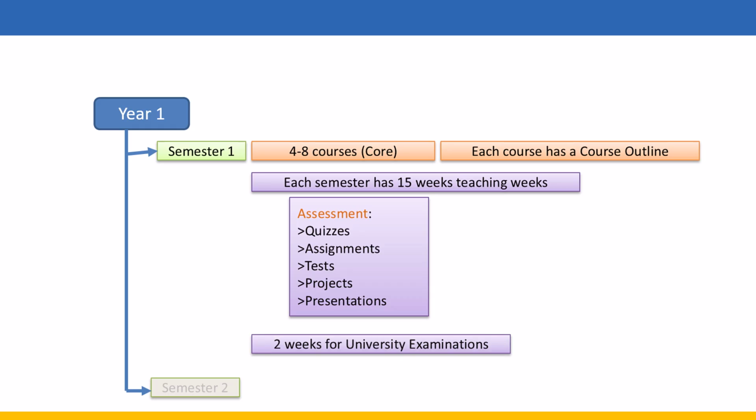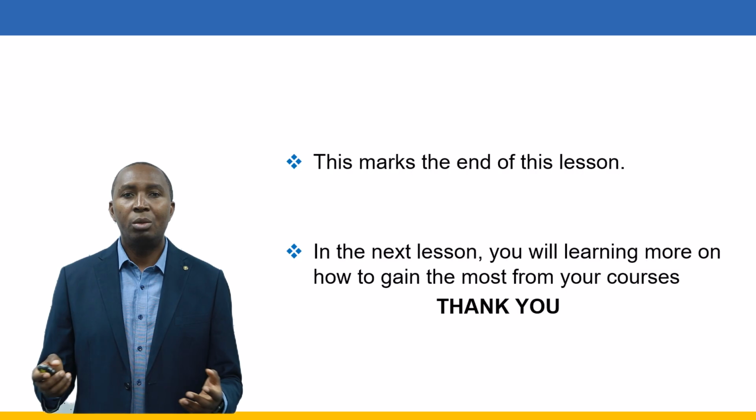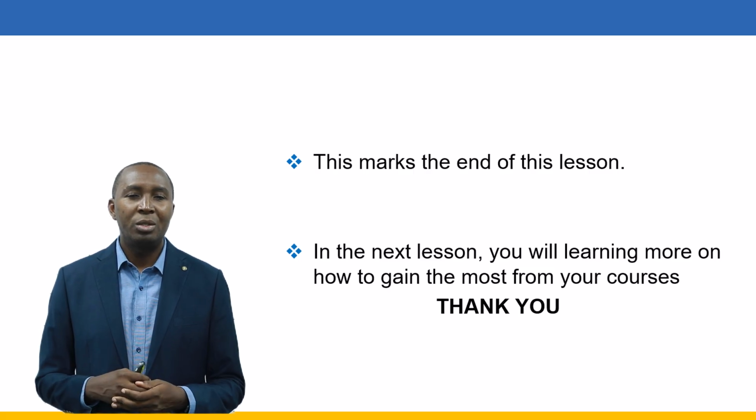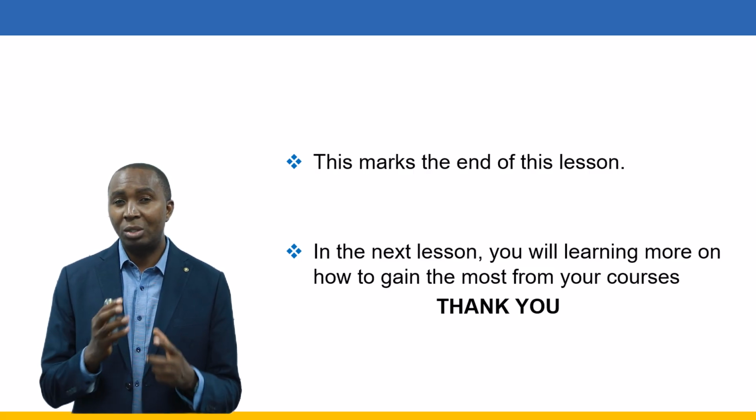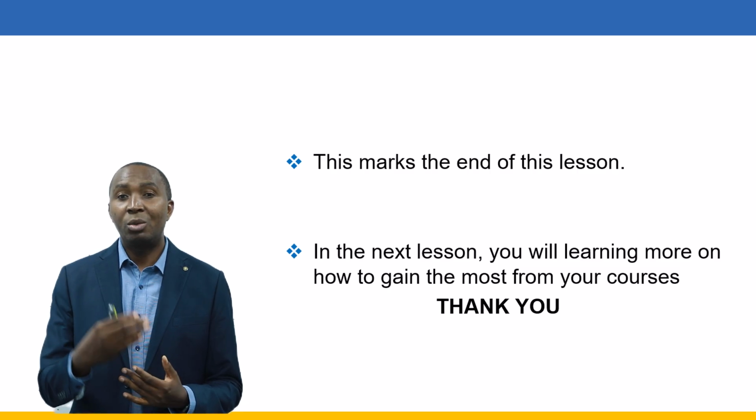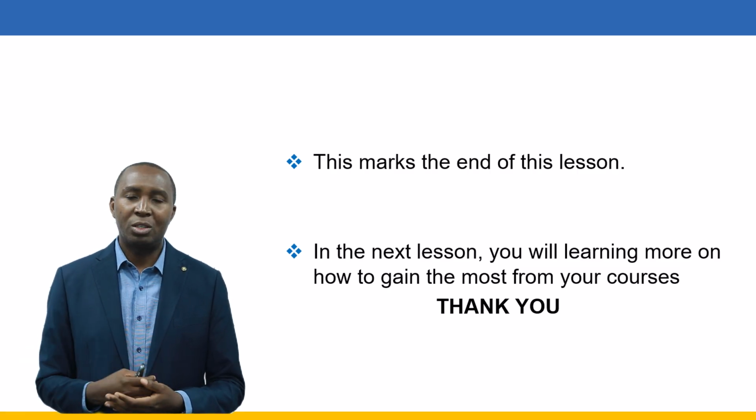At the end of all these activities, you sit for your university examination, which will take 2 weeks to complete for all the courses you have taken. So that is basically the structure of the course. What is really important for you is to know that you have to have a course outline that will guide you on what you have to achieve at the end of this course.